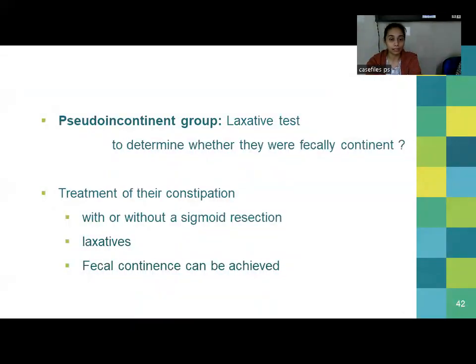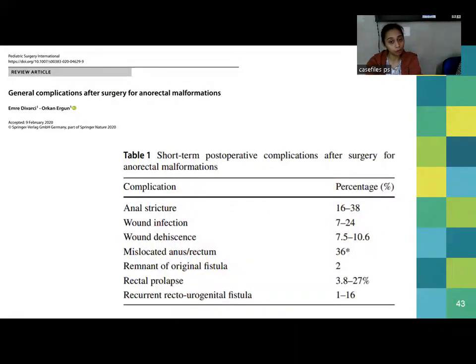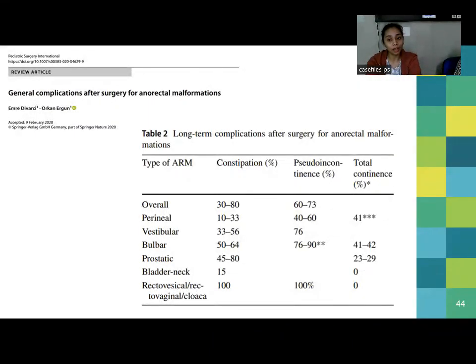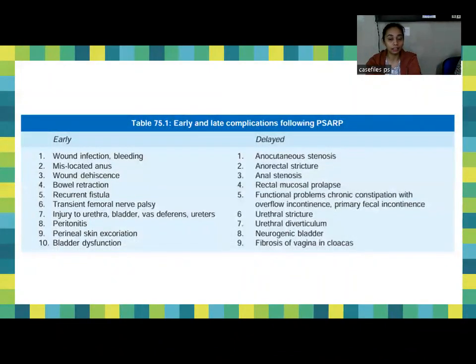These patients should undergo a laxative test to determine whether they are fecally continent or not. Treatment of constipation, with or without a sigmoid resection, and laxatives can help us know whether fecal continence can be achieved. The short-term postoperative complications show that the most common is anal stricture, at around 38%, once we can say that the correct repair has been done. For low ARMs, the total continence rate is better, but with higher ARMs, pseudo-incontinence is seen as more constipation is seen. These complications can simply be described as early and late complications following surgery, the management of which will be described.